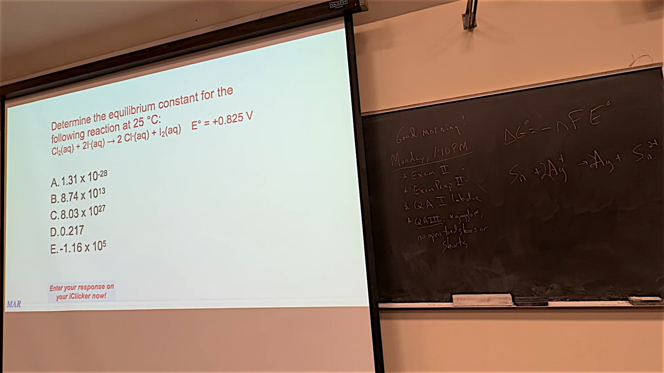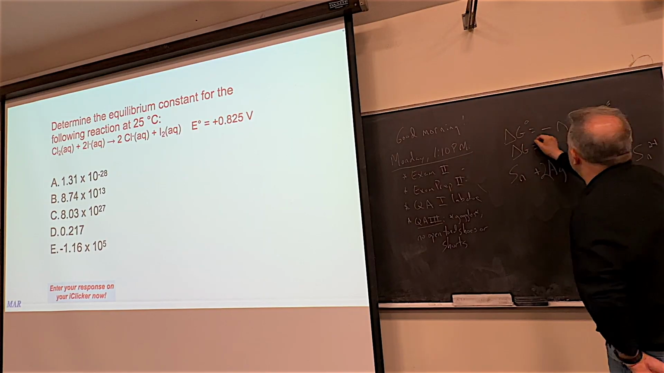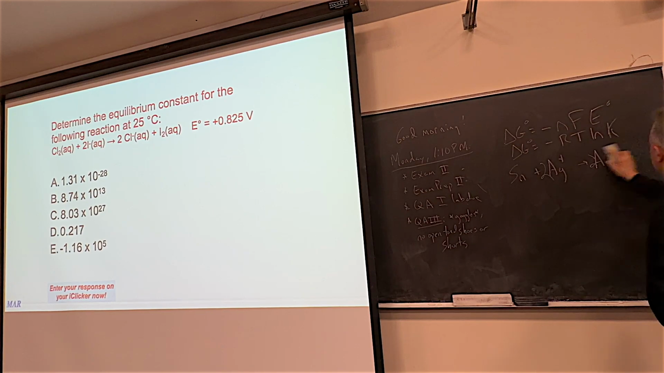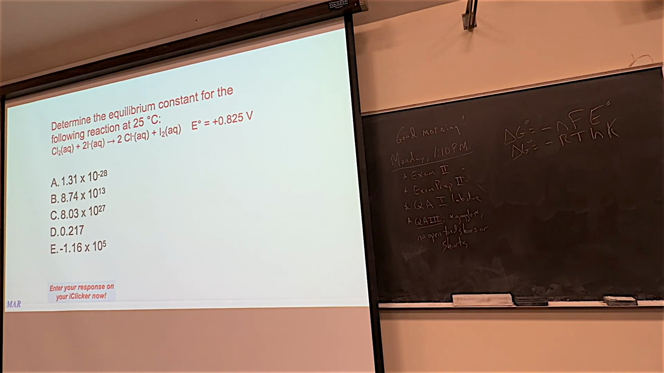All right. This question, we have a redox reaction. It's chlorine and iodide making chloride and iodine. And the E value here is given positive 0.825. And what I'd like you to do is calculate the equilibrium constant K for this reaction at 25 Celsius. So see if you can figure out what that is. Use delta G equals minus NFE. You can also use delta G equals minus RT natural log of K that we used earlier. See if you can figure it out. We'll talk about it in a little bit.